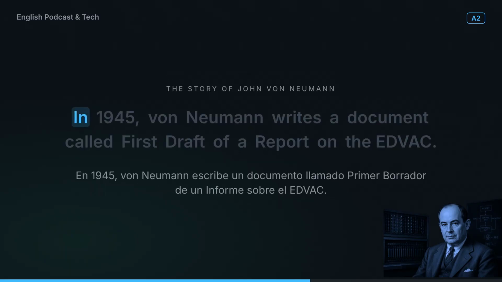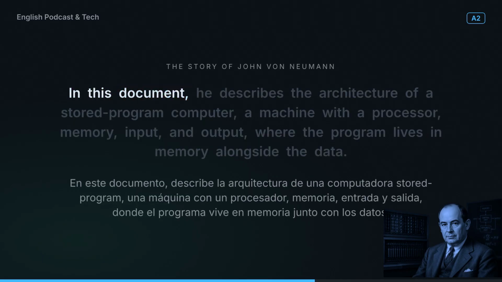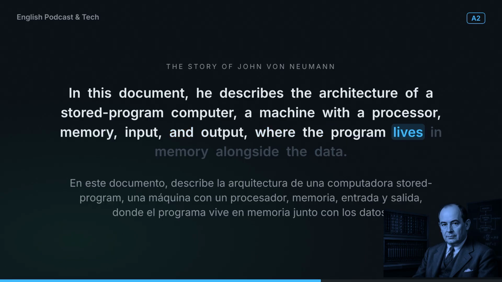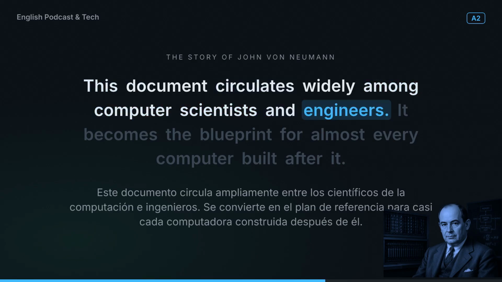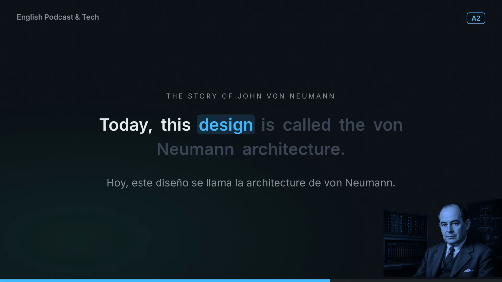In 1945, von Neumann writes a document called First Draft of a Report on the EDVAC. In this document, he describes the architecture of a stored program computer, a machine with a processor, memory, input, and output, where the program lives in memory alongside the data. This document circulates widely among computer scientists and engineers. It becomes the blueprint for almost every computer built after it. Today, this design is called the von Neumann architecture.